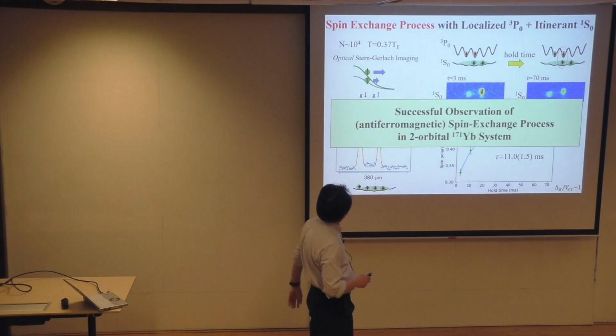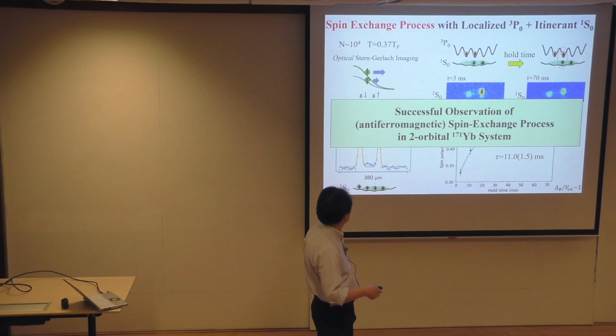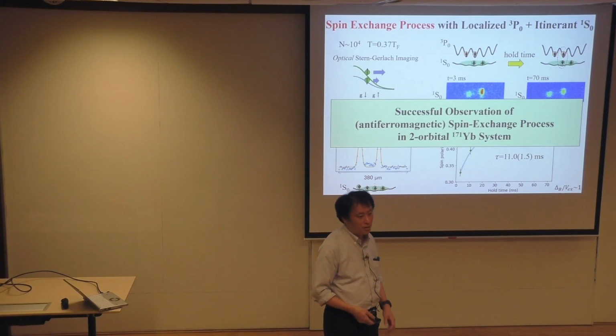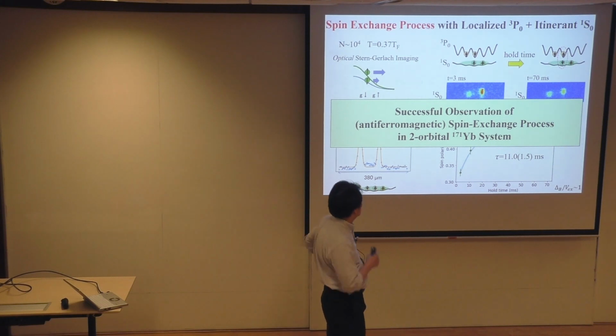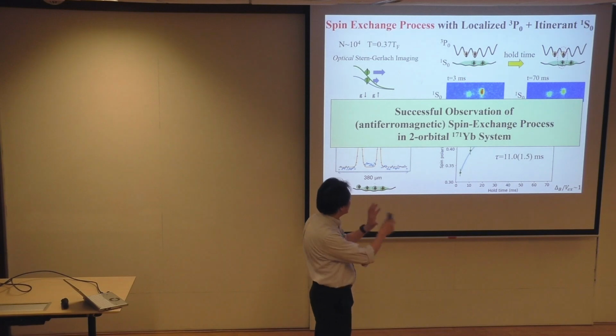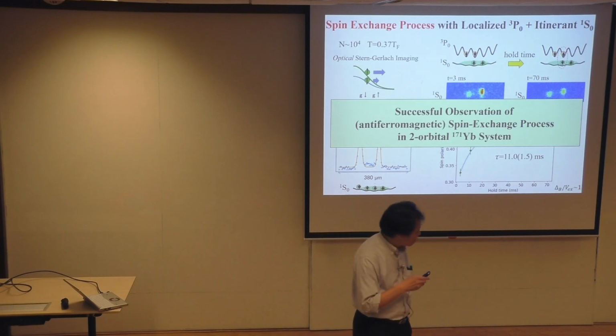This successful observation of the spin exchange process in two-orbital ytterbium-171 is an important first step for the study of the Kondo effect. And through collaboration with theoretical collaborators, we are now trying to understand these observed behaviors quantitatively.